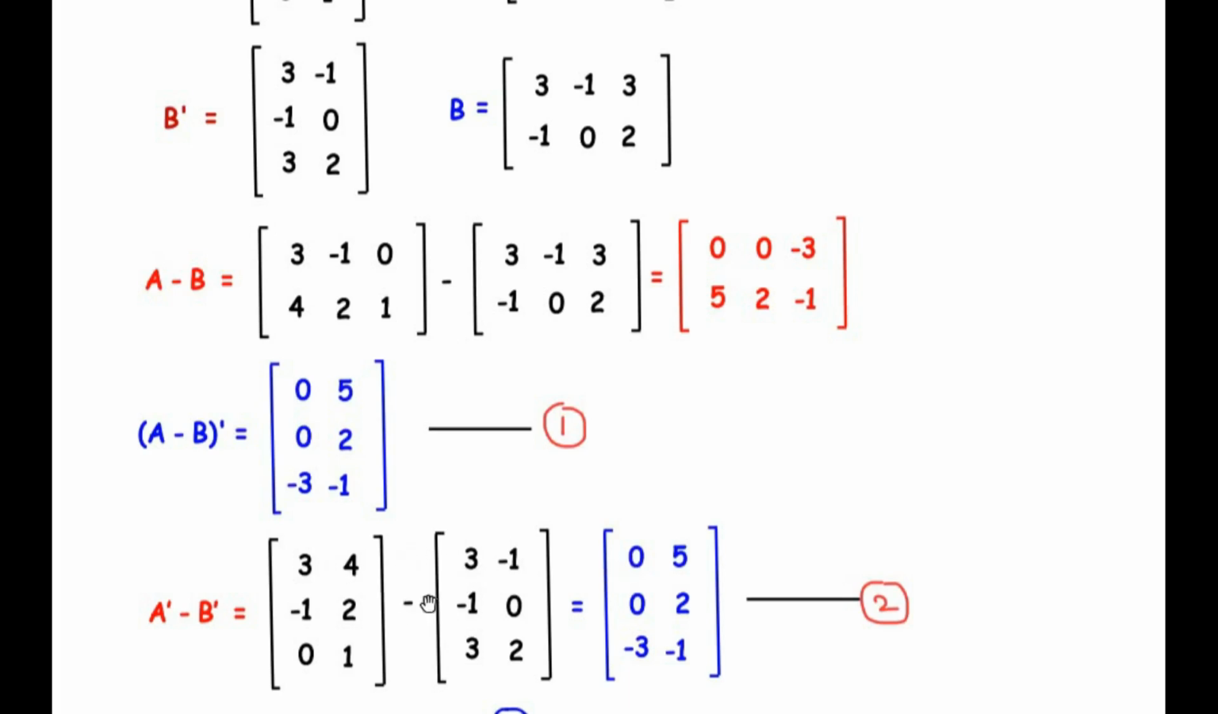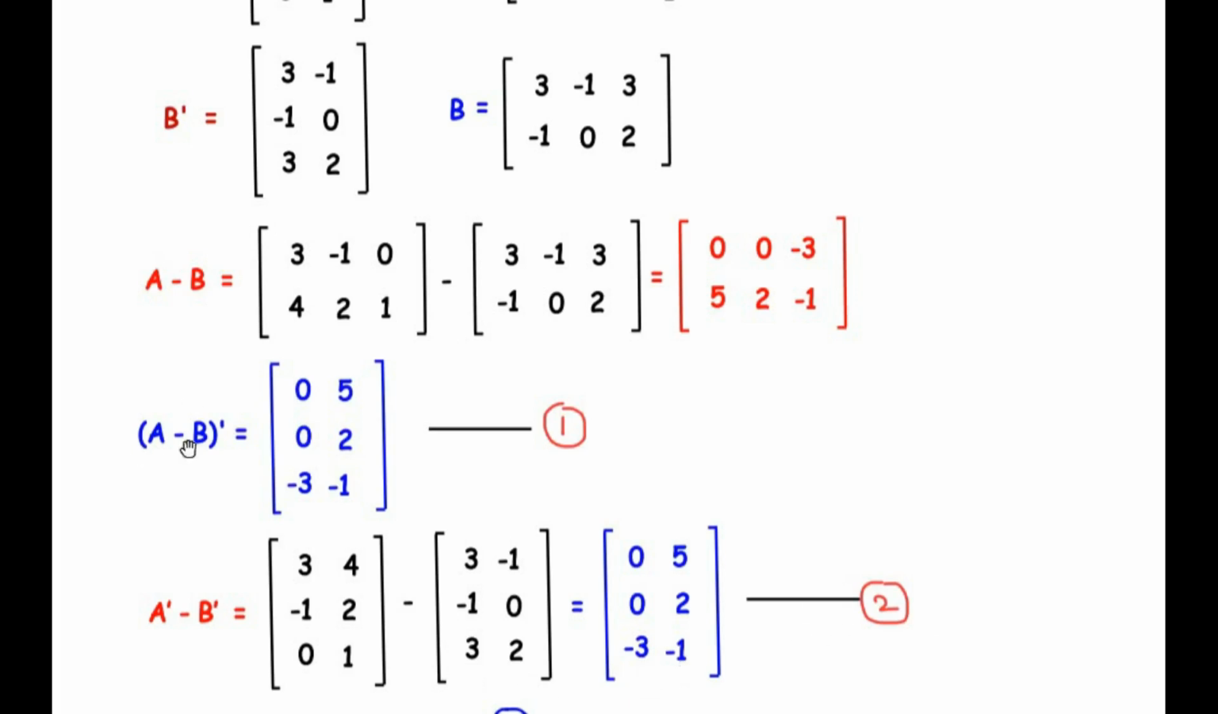4 minus of minus is plus. So 4 plus 1 is 5. Minus 1 minus of minus is plus. So minus 1 plus 1 is 0. 2 minus 0 is 2. 0 minus 3 is minus 3. And 1 minus 2 is minus 1. Now this becomes our equation 2.